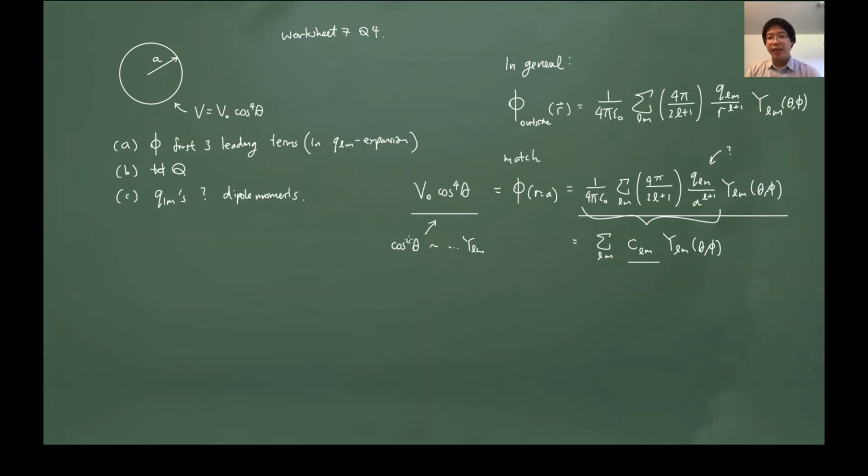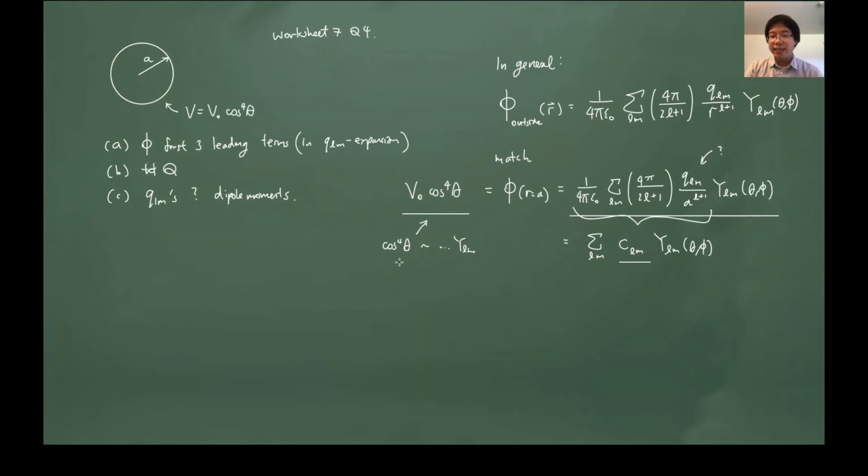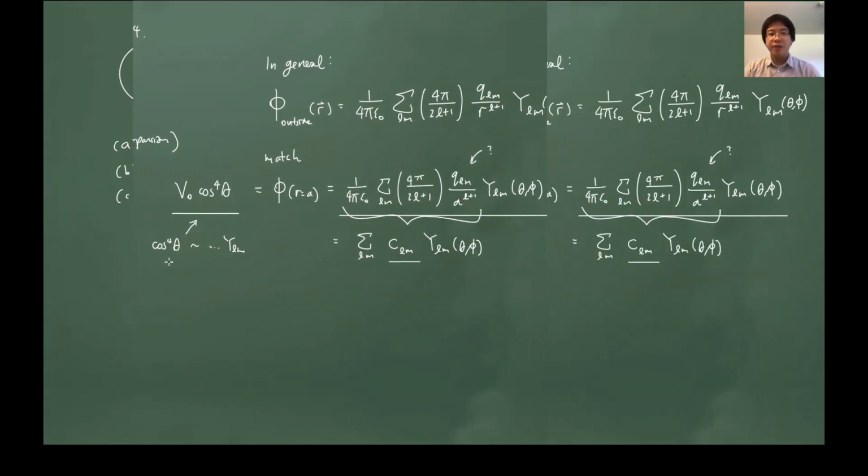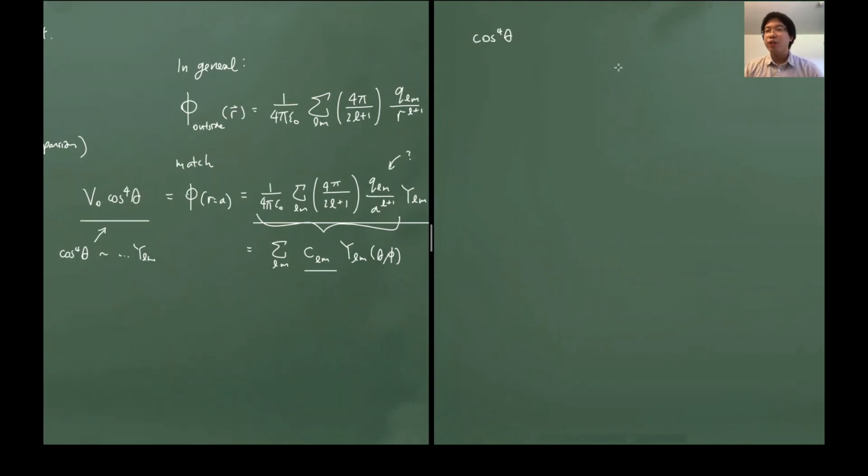Okay, so now we focus our strategy on finding the spherical harmonic expansion for cosine^4. First of all, this is to the fourth power, and that means we would expect we need something like the L equals 4 spherical harmonic.